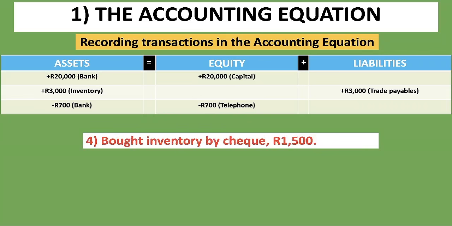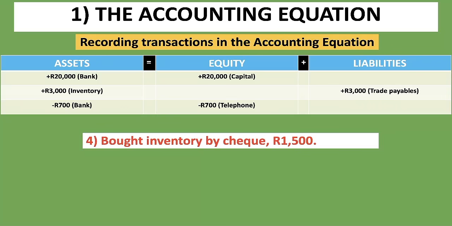Let's look at the fourth example. Bought inventory by check, 1,500 Rand. Again, what accounts are involved here? Well, the first one is easy to pick up, it's inventory. And the question you ask yourself there is, how did we buy it? Did we buy it on cash or did we buy it on credit? Well, here you can see the word by check. That means we bought it on cash. So the next account is bank. So we've identified the two accounts. The first one is inventory and the second one is bank.